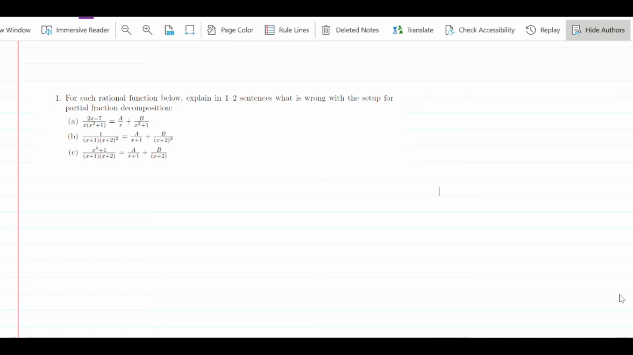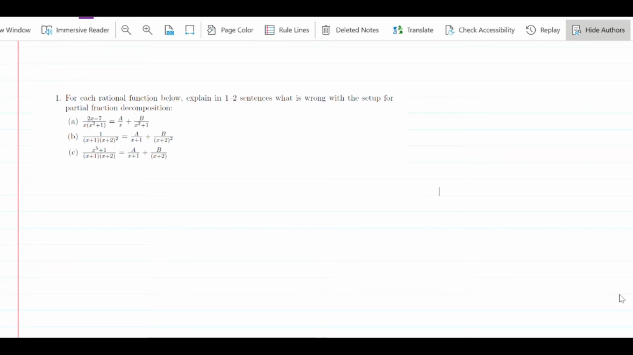So we want to go through the solutions to workshop number 5. First of all, problem 1 said for each rational function explain in 1 to 2 sentences what is wrong with the setup for this partial fraction decomposition. So part A, I'm not going to write the sentences, but I will explain it. You can write your own sentences.